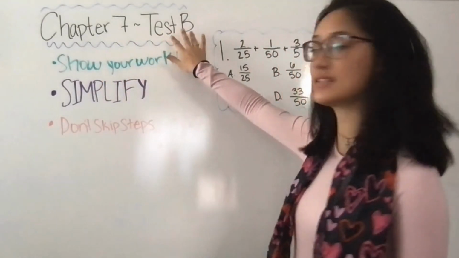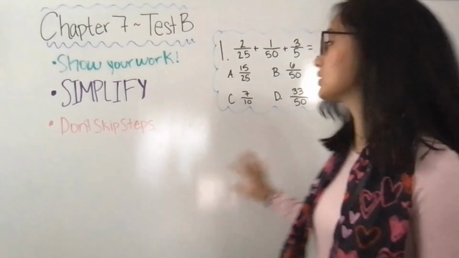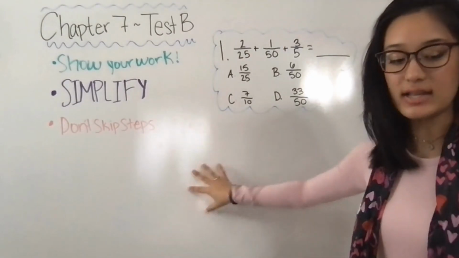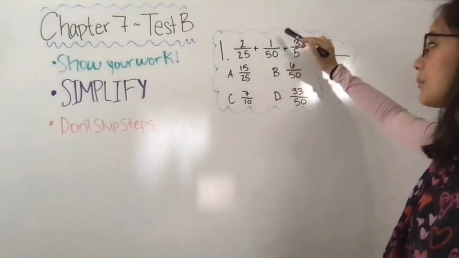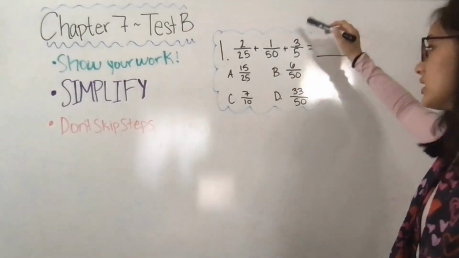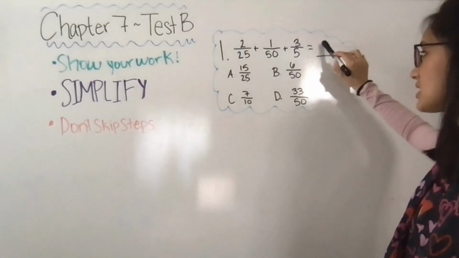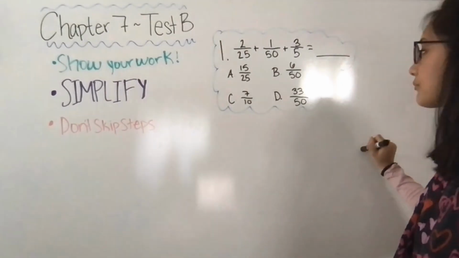Chapter 7, Test B with you, going through each problem and its step-by-step process. 2/25 plus 1/50 plus 3/5 equals what?